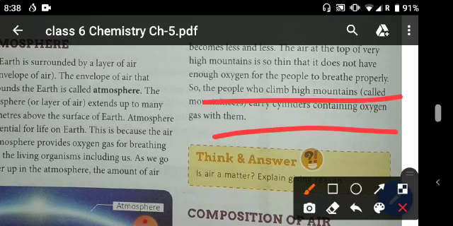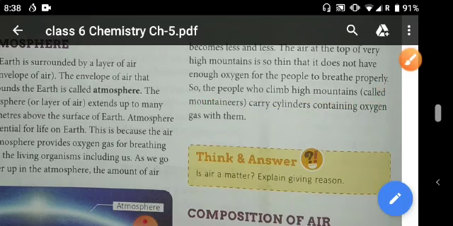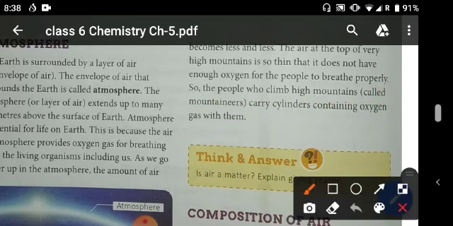Okay, then a question is: why is air a matter? Why is air called a matter? Because it has the nature of matter. What is the nature of matter? A matter occupies space and has weight. In the same way, air occupies space and has weight. That's why it is called a matter.